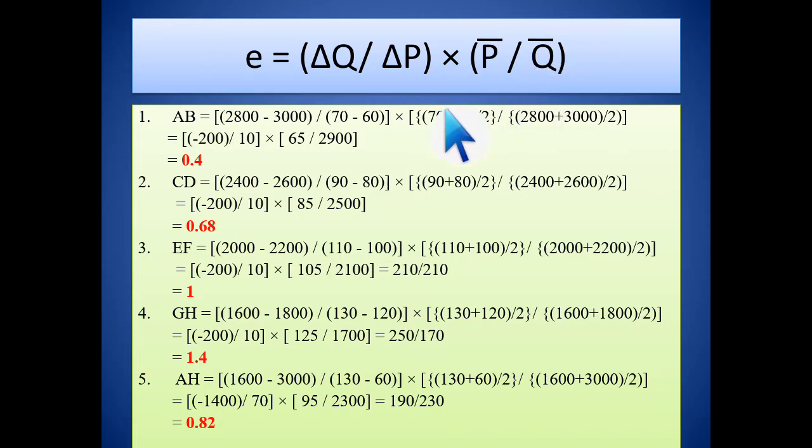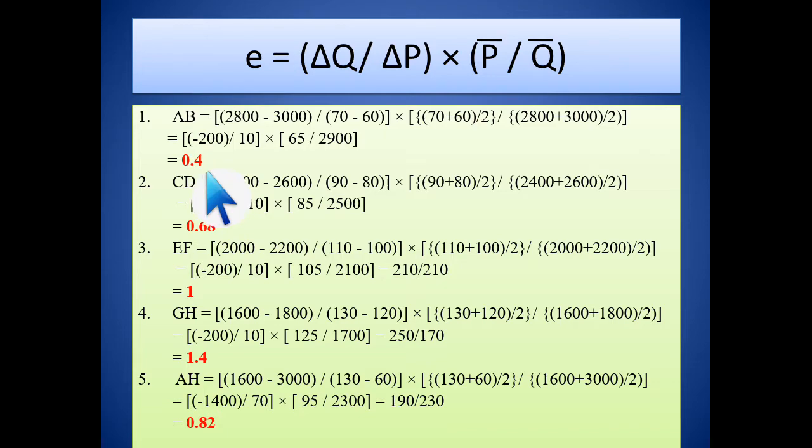Okay. So in case of AB here, I have told you Q2 minus Q1 divided by P2 minus P1, and it will be multiplied by P bar, that is P1 plus P2 divided by 2, divided by Q bar, that is Q1 plus Q2 divided by 2. So find out the answer and check whether your answer matches my answer or not. Okay, so here we got AB is equal to 0.4. 0.4 means it is inelastic.